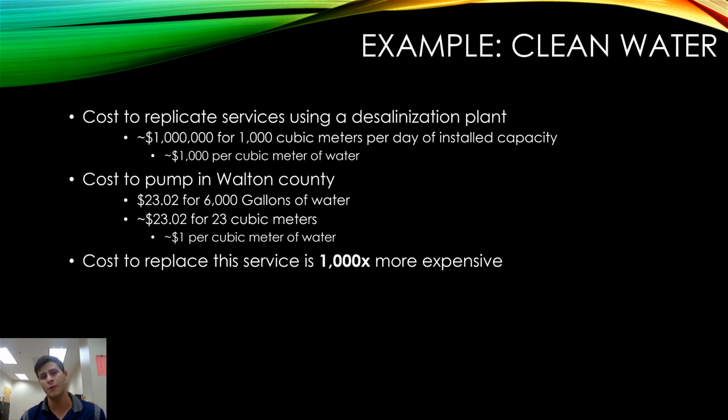Now, it might not always be 1,000 times more expensive. Desalination technology could improve and that cost might drop. However, it will still be far, far more expensive no matter how good the technology gets. It will always be more expensive than just pumping water out of the ground. And so that's just one way to illustrate how much money is attached to ecosystem services when humans have to replicate those services on their own.